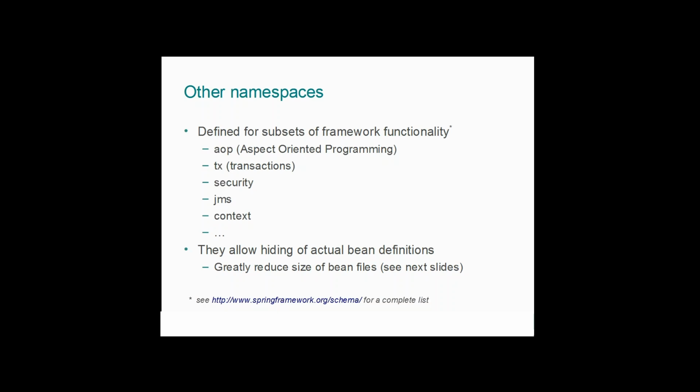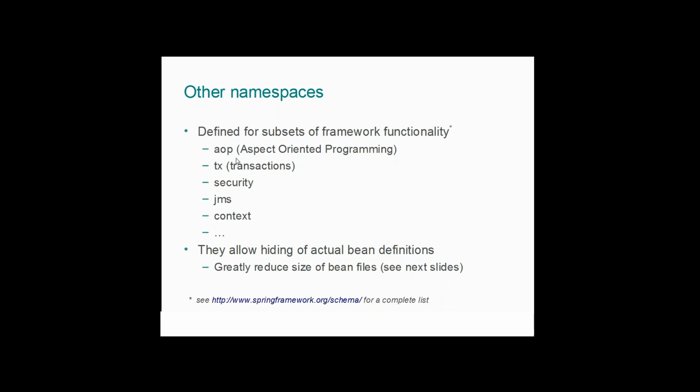For example, by default AOP will be disabled. If I want to enable AOP, there is a namespace called AOP. I need to add the namespace, and when I add it, I also need to add the associated schema. That schema will give you new tags. If you just use those tags, behind the scenes it will configure all the required beans to make AOP work. So I don't need to define those beans manually in my XML configuration file.